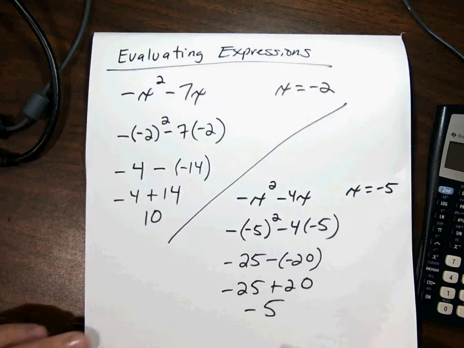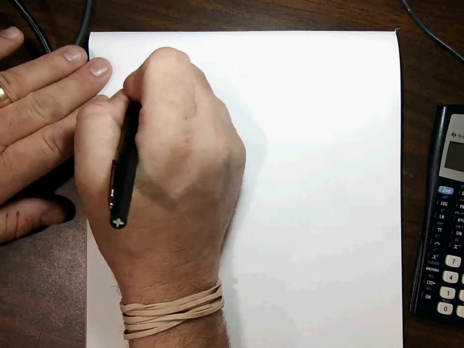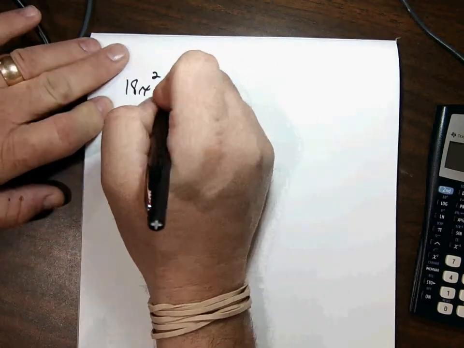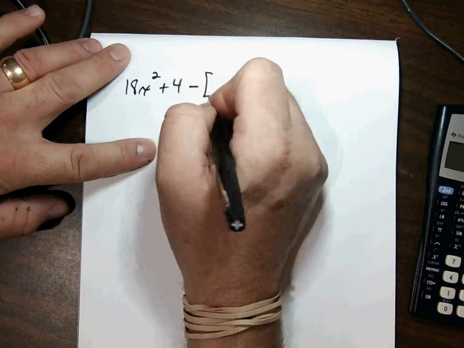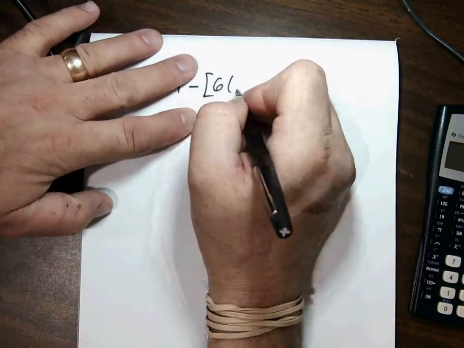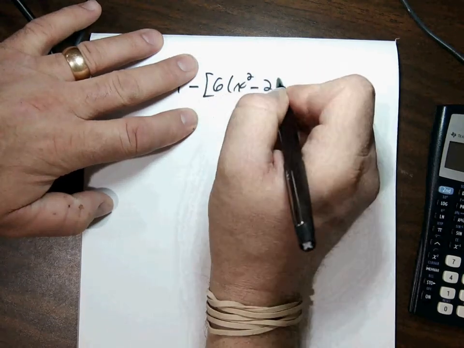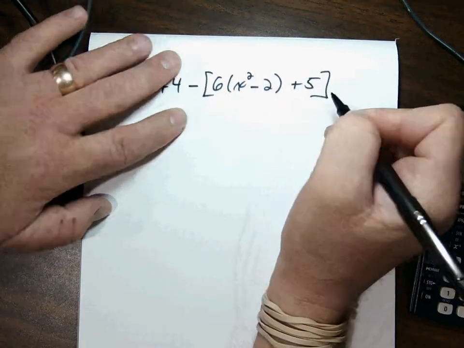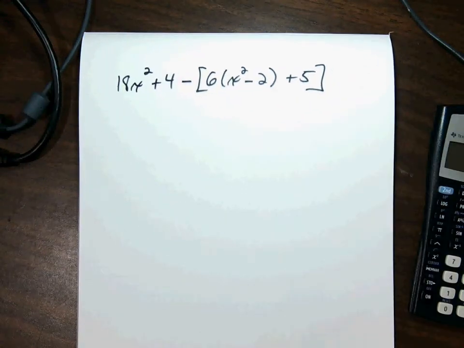All right. The last thing we can do with this is maybe we're not going to be given what x is to evaluate, but maybe we still want to simplify an expression that has some algebra in there. Okay? For example, 18x squared plus 4 minus square bracket 6 parentheses x squared minus 2 close parentheses plus 5. Okay, we can't boil this down to a number unless somebody tells us what x is, but we can clean it up and simplify it. So let's do that. Let's look.